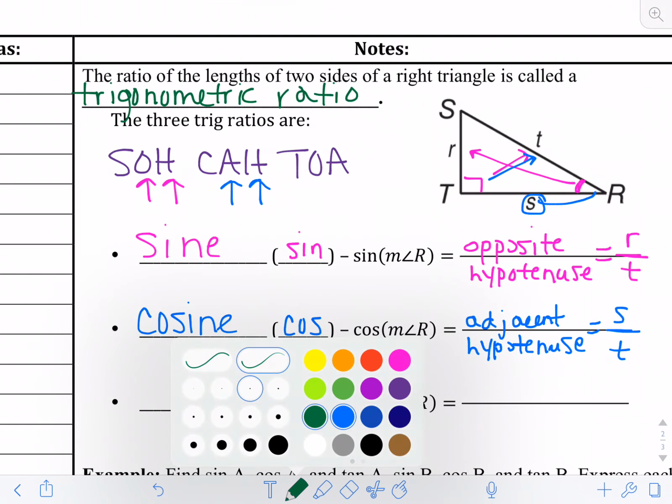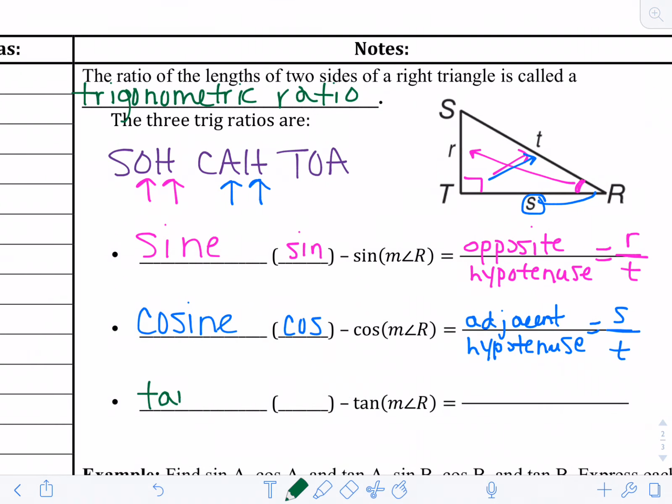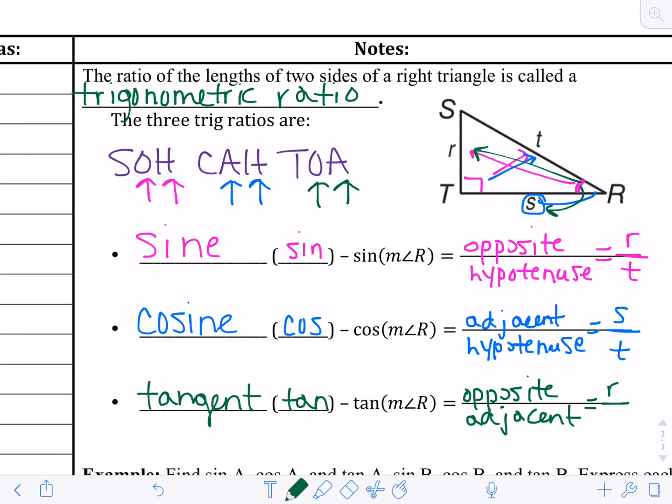The last one we're going to look at is tangent, abbreviated tan. Okay, if you look at tangent, that's your O and A for the TOA. That stands for opposite over adjacent. Okay, so if you look at angle R, again, your opposite is R, your adjacent is S. So this will be R over S.